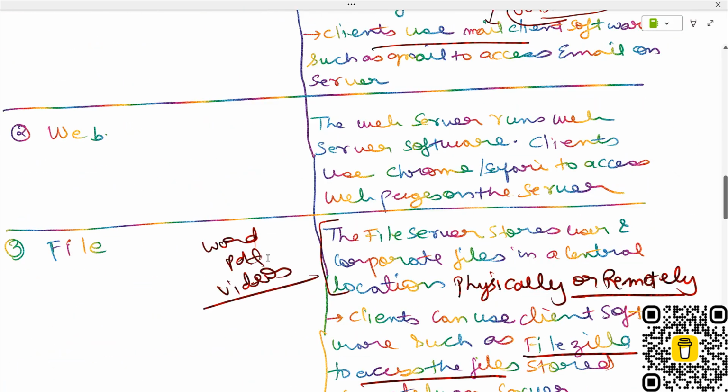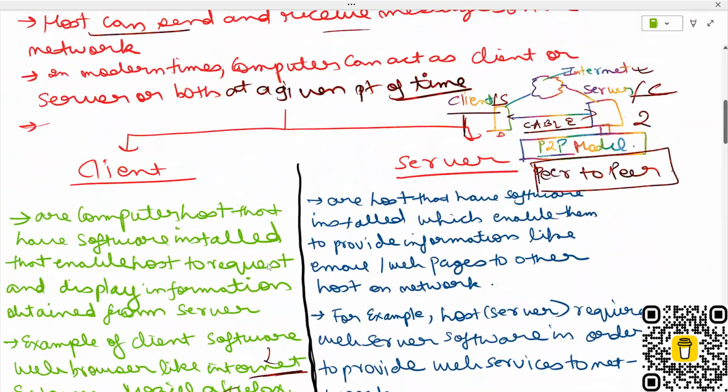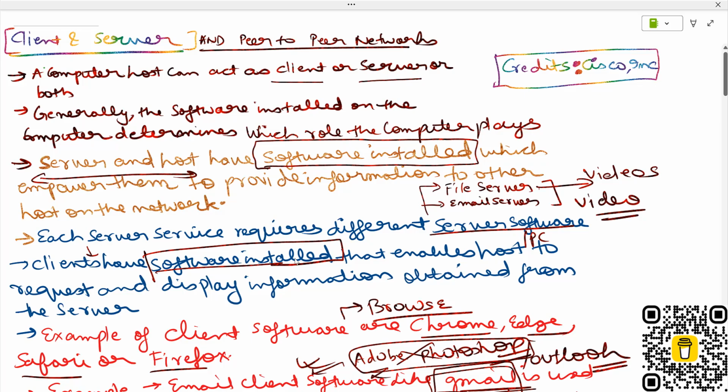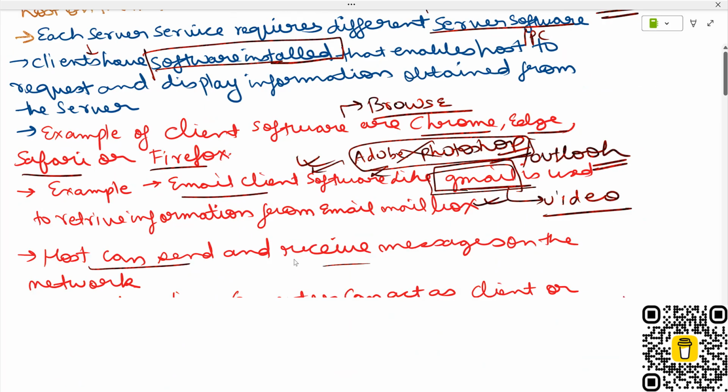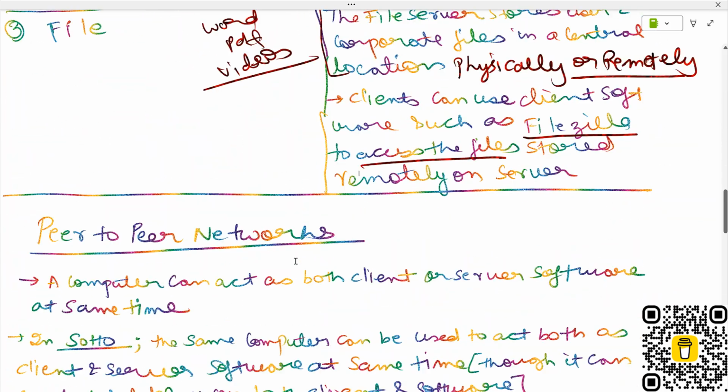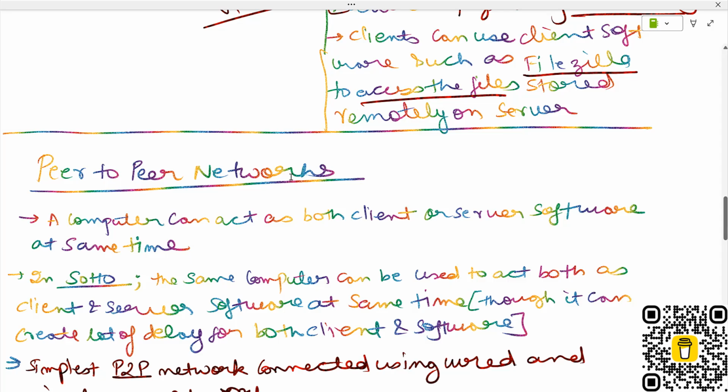Okay, so this is a basic introduction of what is client and what is server, right? This is a very basic introduction. Okay, client and server. So once you have understood this client and server part, the next part which is important is the peer-to-peer network.